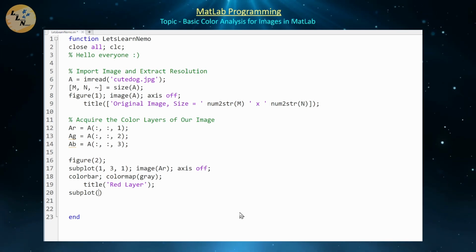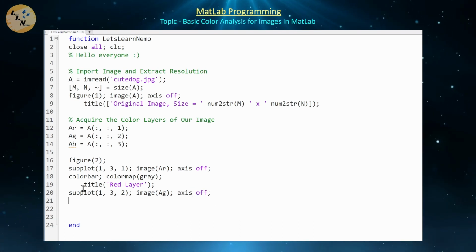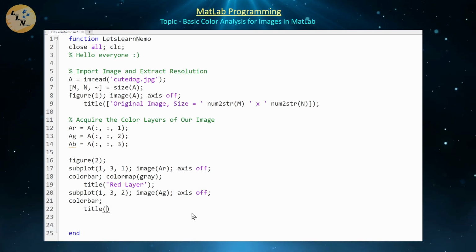So our second subplot, again, we're going to be doing in the same 1 by 3 array, and then the second index is going to be associated to the green spectrum. Again, axis off. The color bar and the color map are still going to be associated, so we do not need to necessarily include them. But the color bar I want to include, but the color map's still by default going to be the gray one. So we're going to title this the green layer.